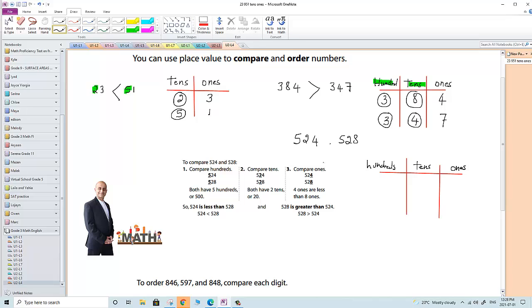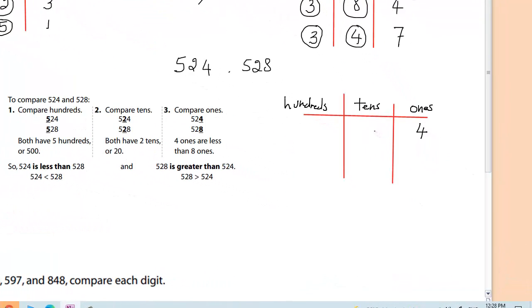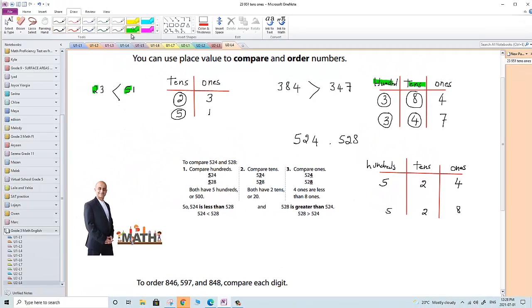Now, 524 is 4 ones, 2 tens, and 500. 528, again, is 8 ones, 2 tens, 500. Now, when I compare, we said we compare with the largest place value, which is the hundreds. I compare between the two numbers. I have 500 and 500. Which one is greater, which one is smaller? Actually, they are equal. So I skip this and I go to the second column, which is the tens.